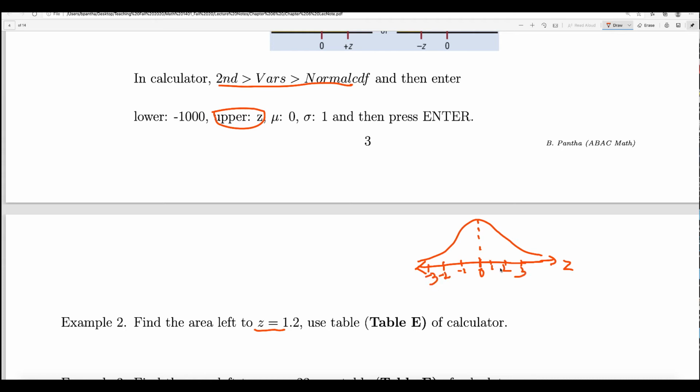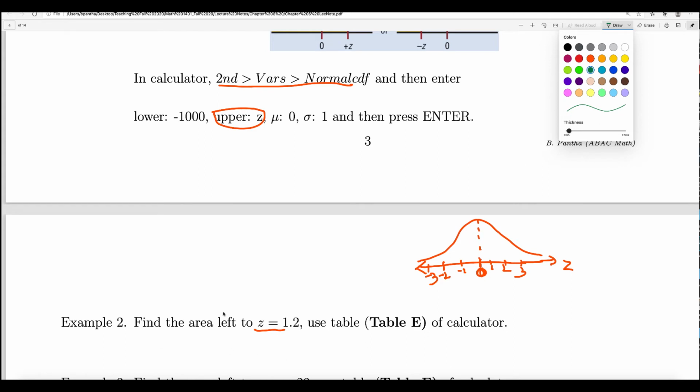This is symmetric and the mean is 0. That's why we call it standard normal distribution. If the mean is 0 and standard deviation is 1, it is called standard normal. If the mean is different from 0 or the standard deviation is different from 1, it is just a normal distribution, not a standard normal distribution. For the normal or standard normal distribution, to find the area, we use a calculator. For example, let us look at this.